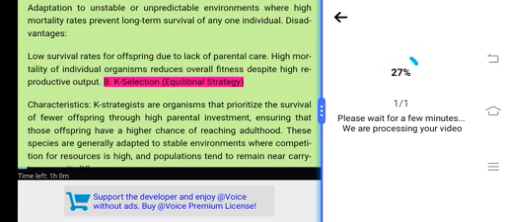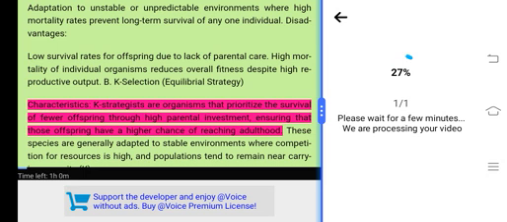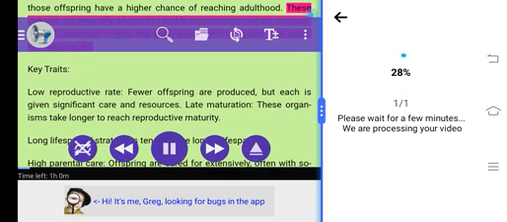B. K selection, equilibrial strategy. Characteristics. K strategists are organisms that prioritize the survival of fewer offspring through high parental investment, ensuring that those offspring have a higher chance of reaching adulthood. These species are generally adapted to stable environments.